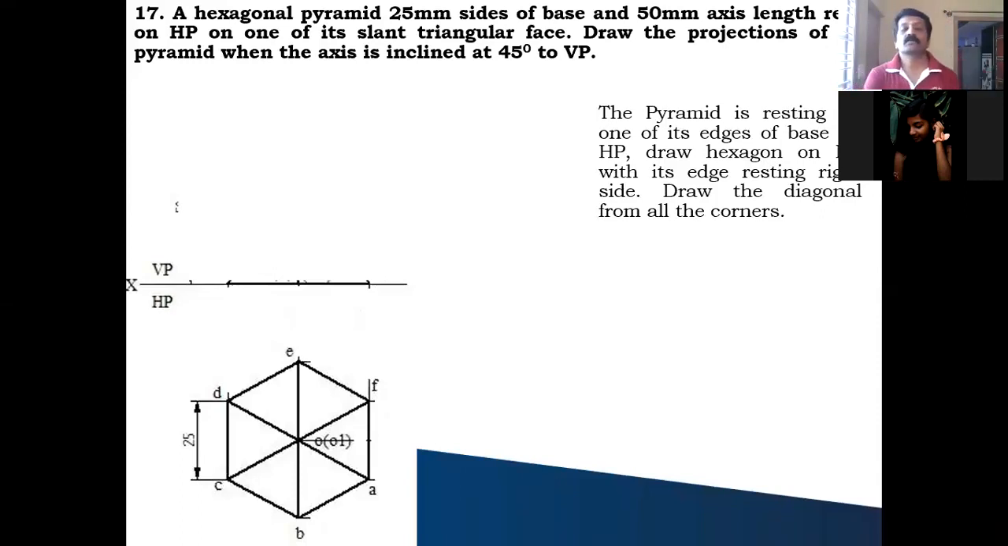So you can draw the top view, the true shape diagram, such that any one of the edges should come to the right side of you. With the help of a circle, you can draw this hexagon. You can name all the points and join the opposite corners. So you are going to get the center of the hexagon. You mark the base point as well as the apex or vertex point. This completes your top view.